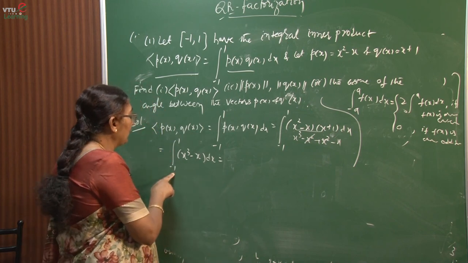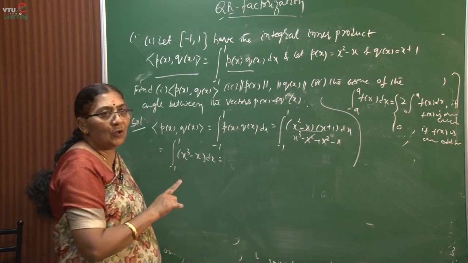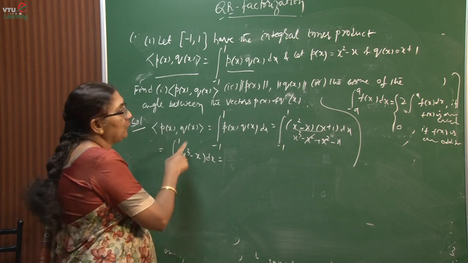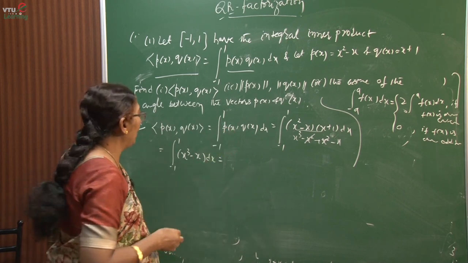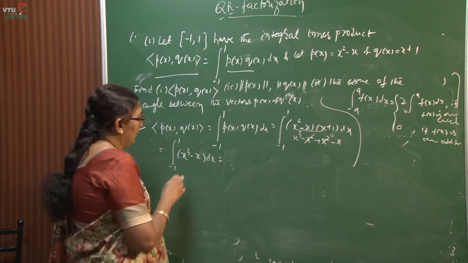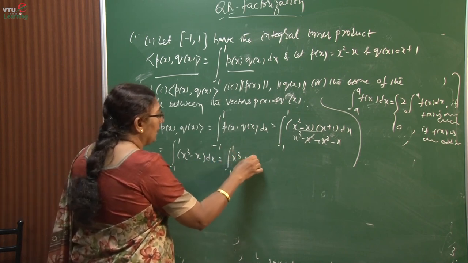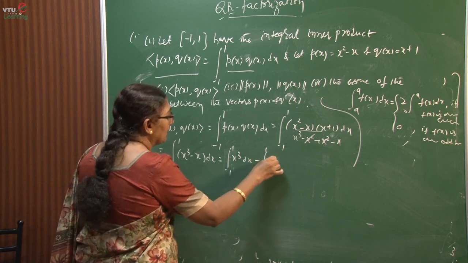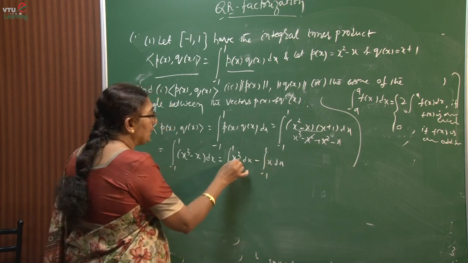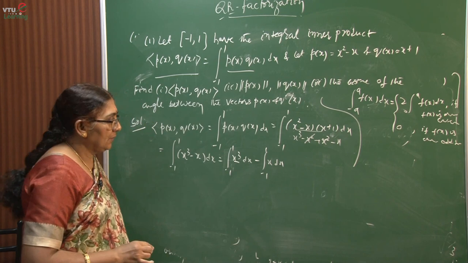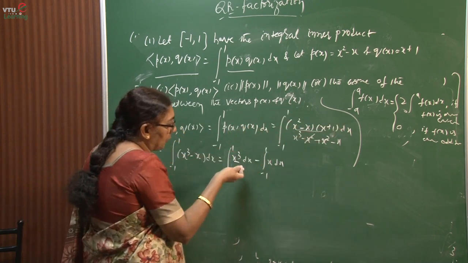Now, here also the limits are minus 1 to 1. Instead of a, what you have? 1. They have the negative to positive limit form. Why don't you go for even or odd? x cube, I'll take minus 1 to 1 x cube with respect to x, minus the integral from minus 1 to 1 of x with respect to x. Observe x cube is an odd function. Therefore, from this definite integral property, this value is 0.